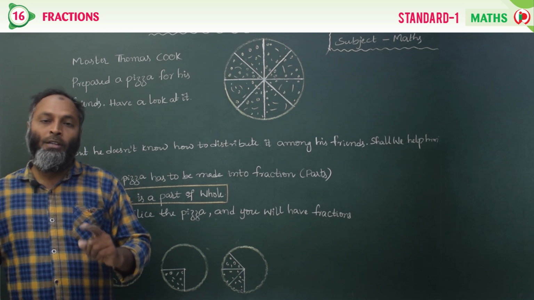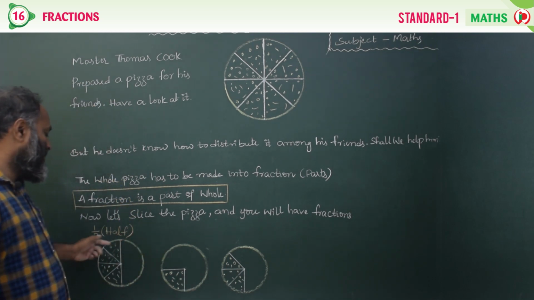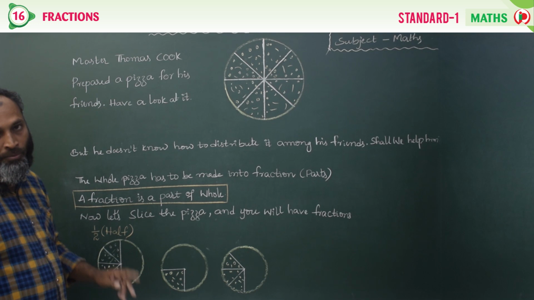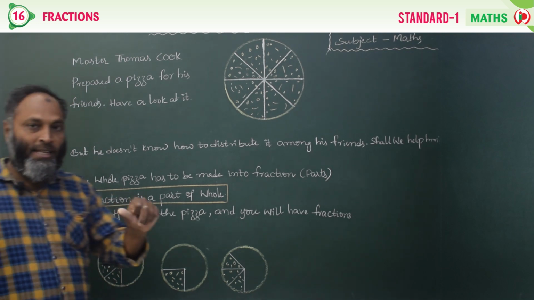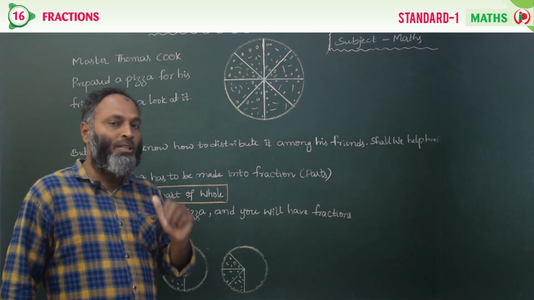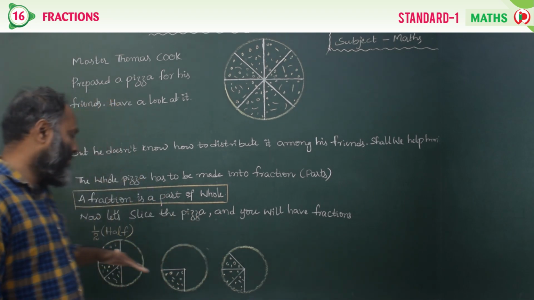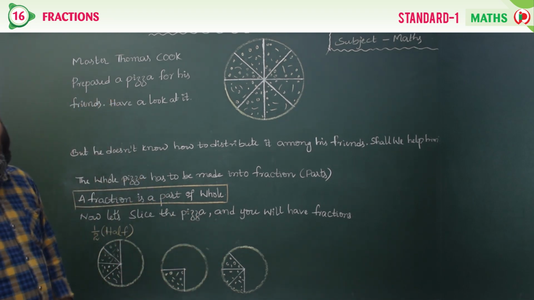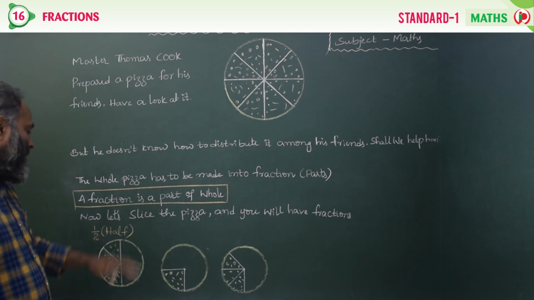So the denominator represents the total number of parts there. Then the numerator is how many selected parts we took. So that represents the numerator. The upper one is the selected parts, the lower one is the total parts. Okay. Now this is half.